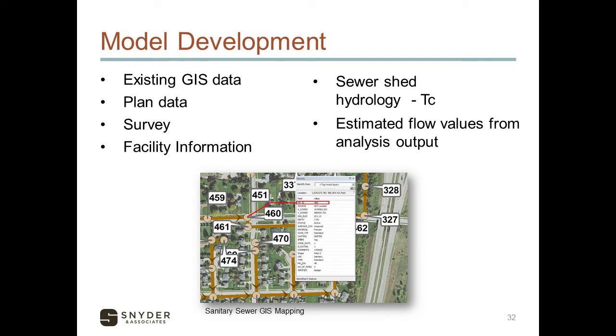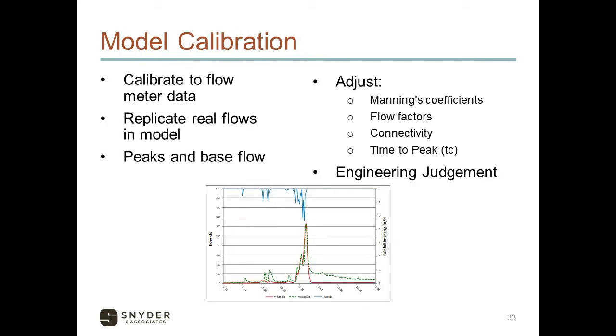Facility information, looking at pump curves, operation settings, if we have any SCADA data where our gates are open and closed at certain flows, any weirs, things of that nature. Sewer shed hydrology, time of concentration, how quick is that flow getting downstream to the point in the model? That's really established from some of the flow analysis processes that we previously discussed, and then estimating flow values from the output.